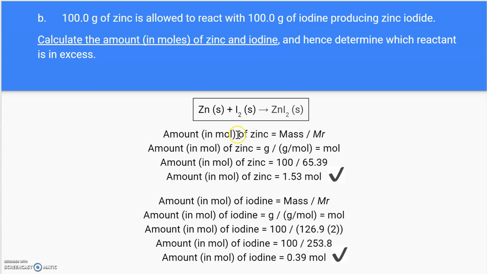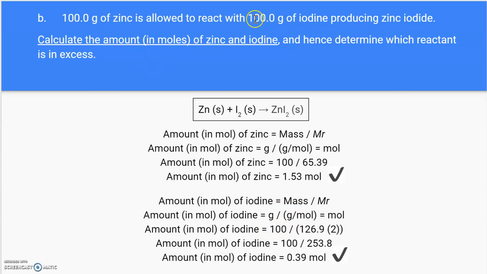So in the case of zinc, you basically divide the mass that is used, which is in this case 100 grams, by its molecular mass, which from the periodic table we know it is 65.39. If we do that, we get that the amount in moles of zinc is 1.53 moles. We do the same process for iodine.